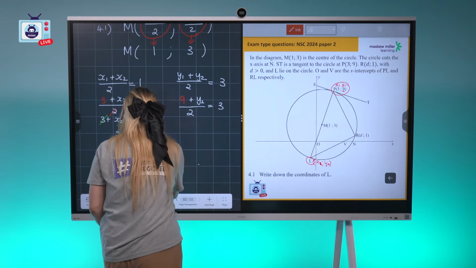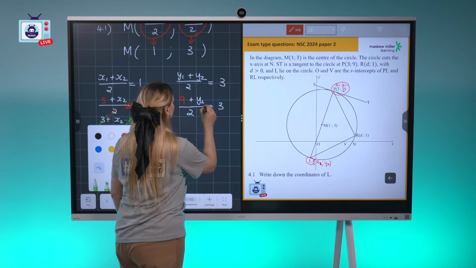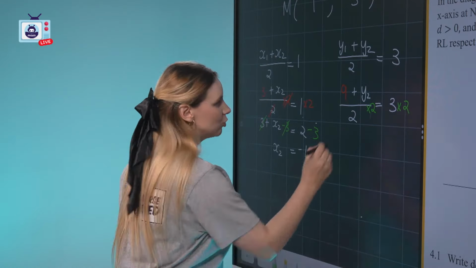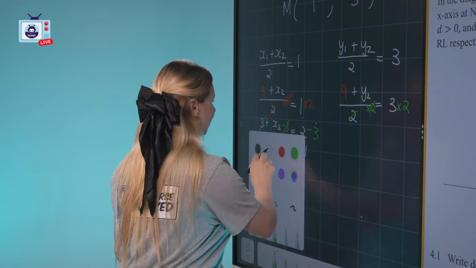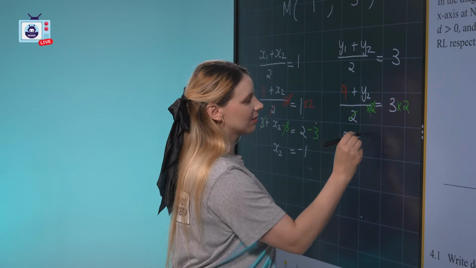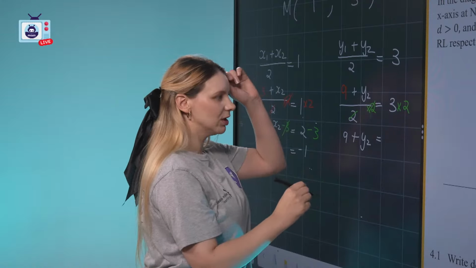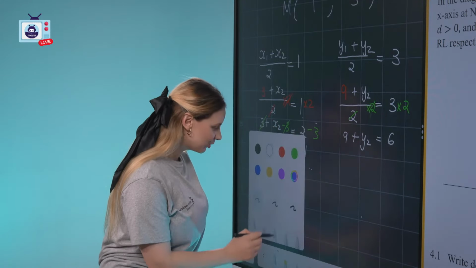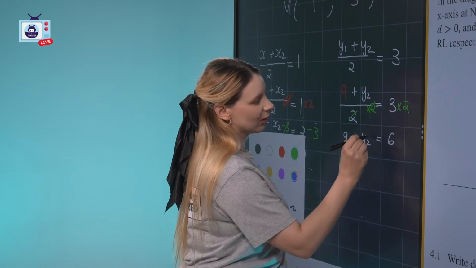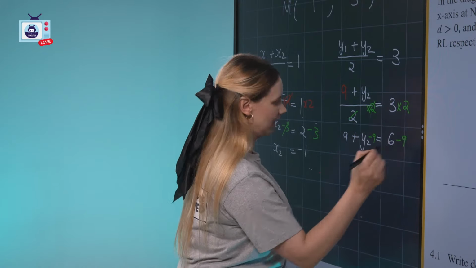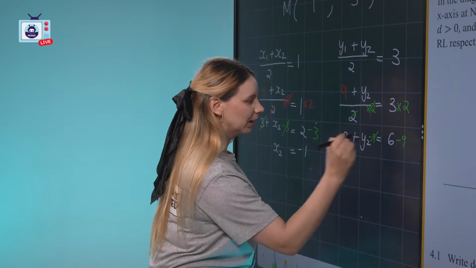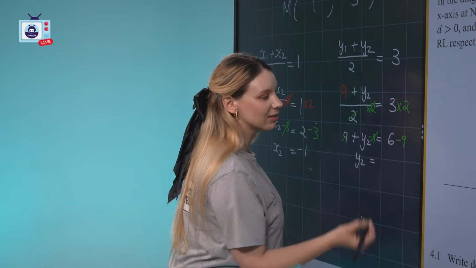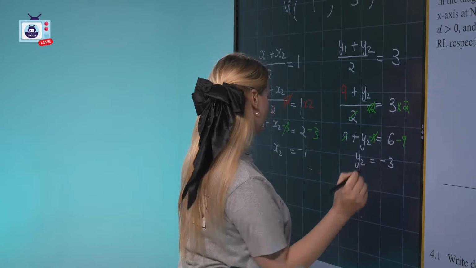So the same thing we did for the x, we're going to multiply by 2 on both sides. And therefore the 2's will fall away on our left-hand side, and we'll be left with 9 plus y2, our second y coordinate, equal to 6. Now, to get rid of that 9, we're going to subtract 9 on both sides. The 9 is going to fall away here, and we're going to have y2 equals 6 minus 9, which gives me negative 3.